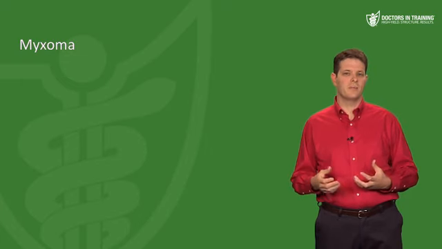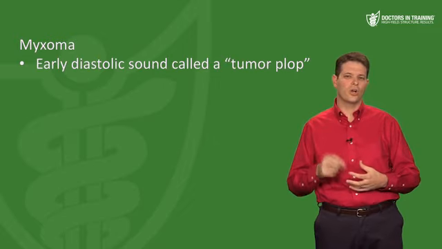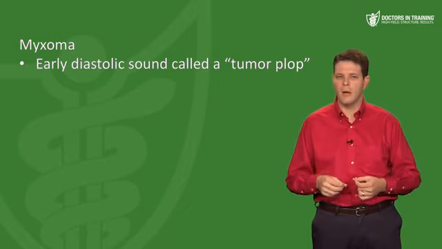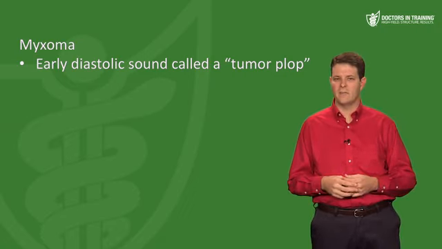And then sometimes these myxomas can flop over into the left ventricle at the beginning of diastole, and that causes an early diastolic sound called a tumor plop. Now, I can't imagine they would actually expect you to recognize that sound on auscultation in your exam.